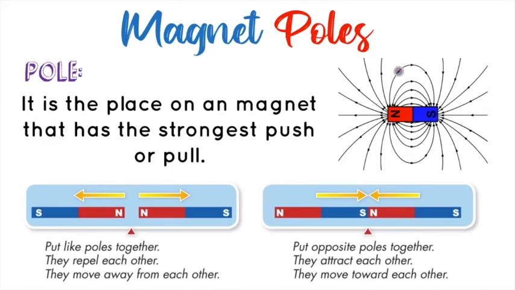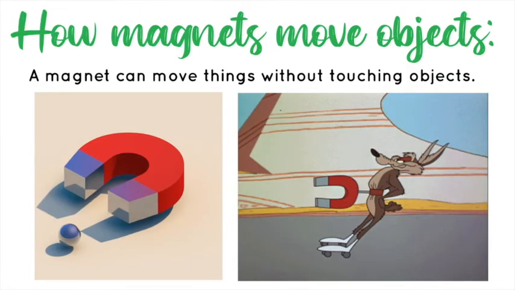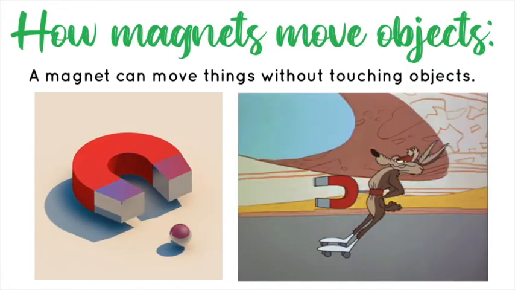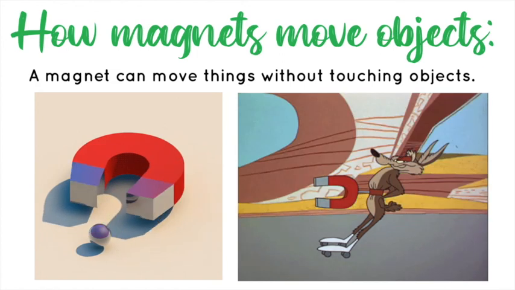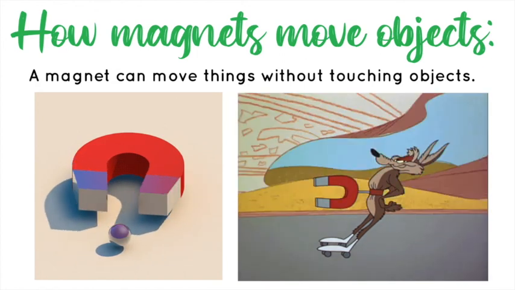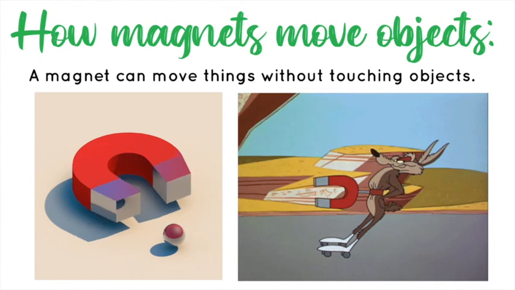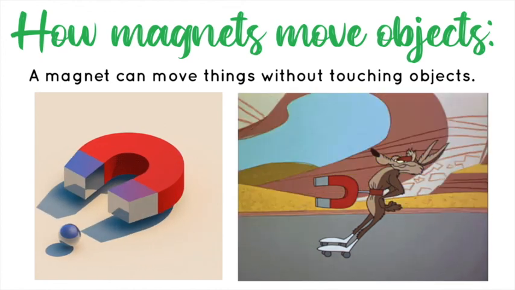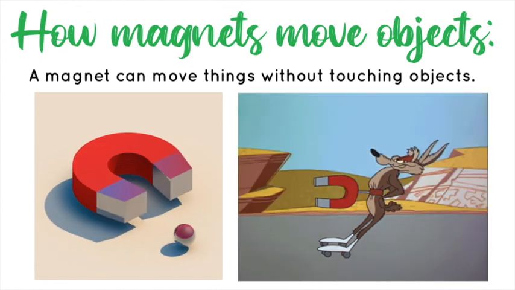Magnet poles. Every magnet has poles. A pole is the place on a magnet that has the strongest push or pull. So when we put two magnets together with the same poles, they are going to repel. But if we put two different poles of the magnets together, they are going to attract each other. In these ways, magnets can move objects. A magnet can move something without touching the object. That is why we call it a non-contact force.